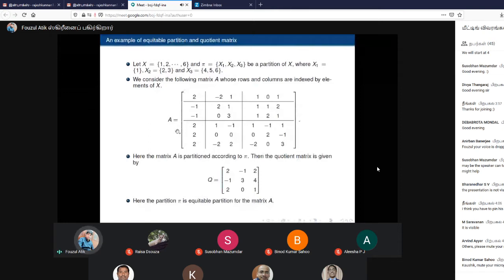See that the one element in the first row is -1, and the second row also has only one element, which is -1. The next block A22 has two rows: 2, 1 and 0, 3. If you take the row sum of 2, 1, this is 3. Again, if you take the row sum of the second row, this is again 3. So it has constant row sum, right? Similarly, if you see all the blocks, all of them have constant row sum.